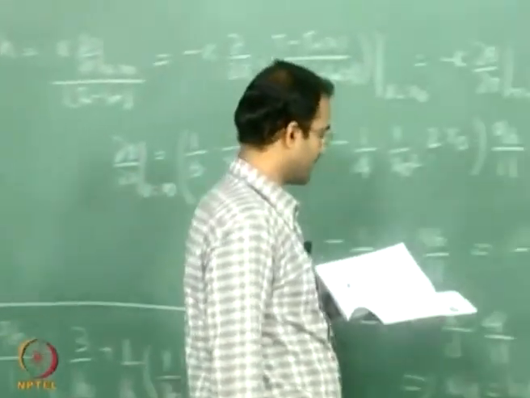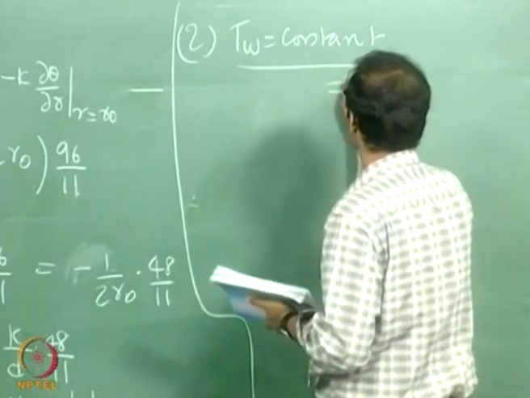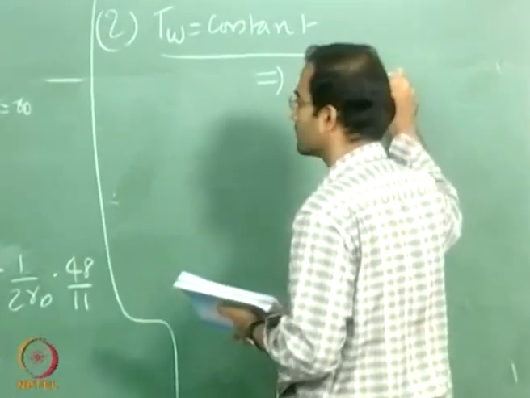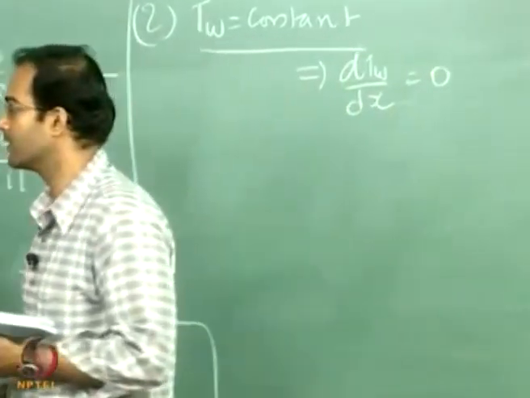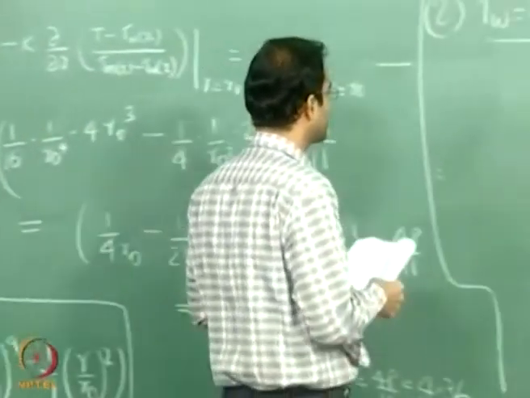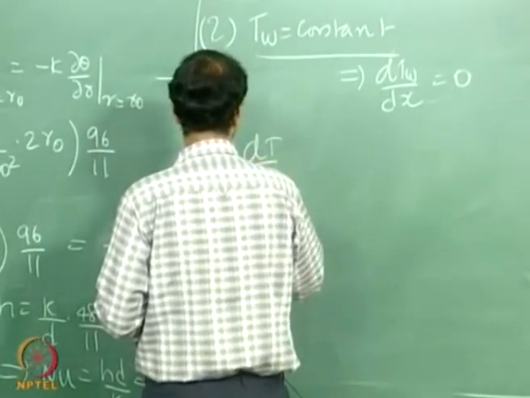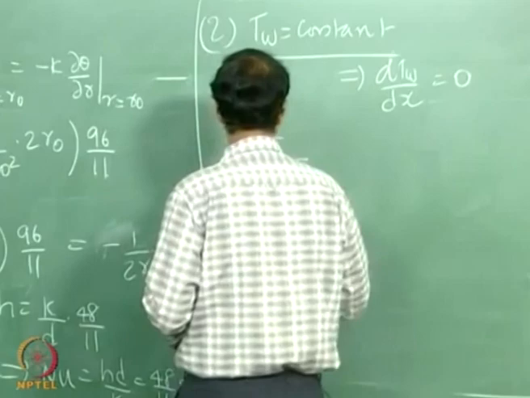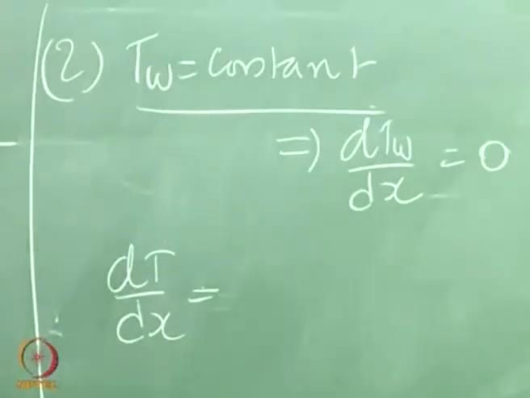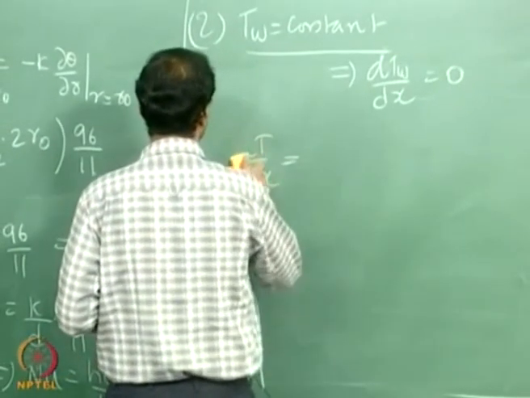Okay. Now when you look at constant wall temperature, what this means is dT wall by dx is 0, correct. So now let us go back to our equation for dT by dx and substitute this expression. What do you get? So if you substitute dT wall by dx as 0 in that expression, yeah, correct, this will be a partial derivative, you are right.